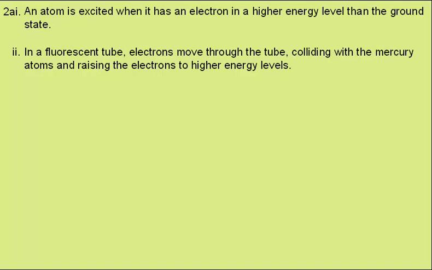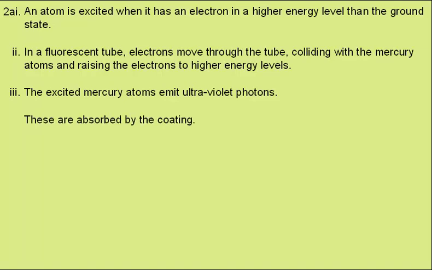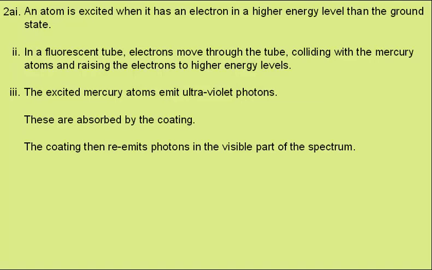In part 3, we're asked to state the purpose of the coating on the inside of the glass in a fluorescent tube. Well, the excited mercury atoms emit ultraviolet photons. These then are absorbed by the coating, and the coating then re-emits photons in the visible part of the spectrum.